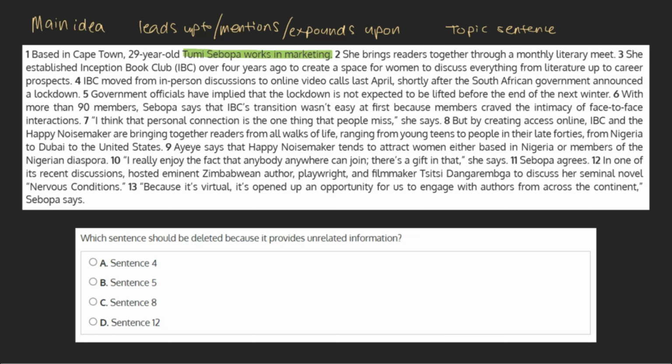They discuss how Toomey brings readers together as she established Inception Book Club. The passage goes on to outline what the women of the club discuss at these meetings and how the COVID lockdown restrictions affected the club. We see how they dealt with not being able to meet in person, how it affected the members, unexpected pros of the situation, and more.